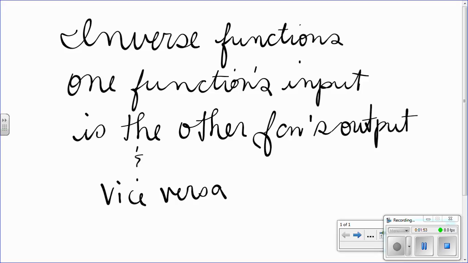Now, what we're going to do is we're going to test to see if functions are inverse, and then we're going to find the inverse of a function.